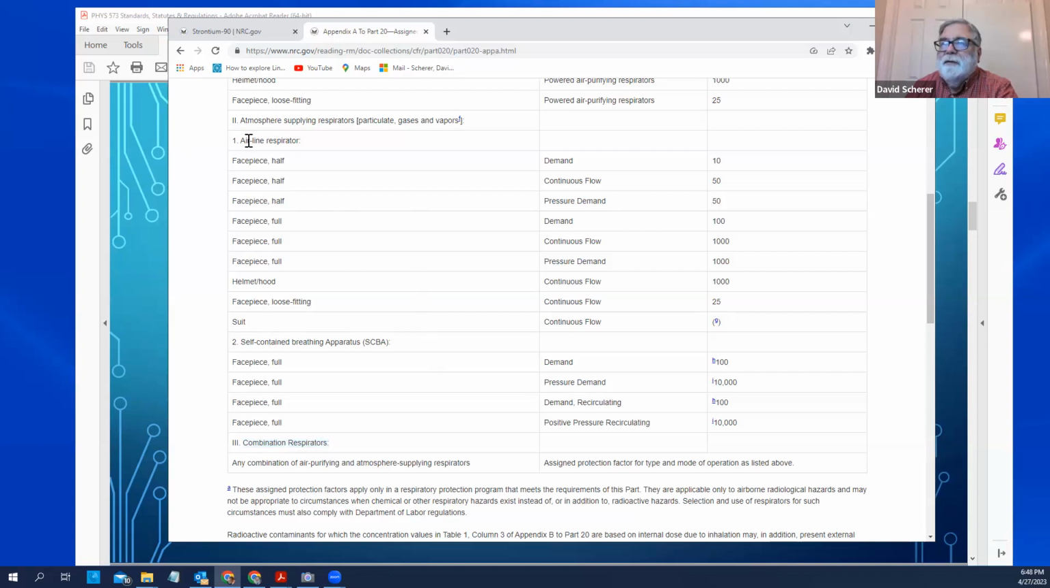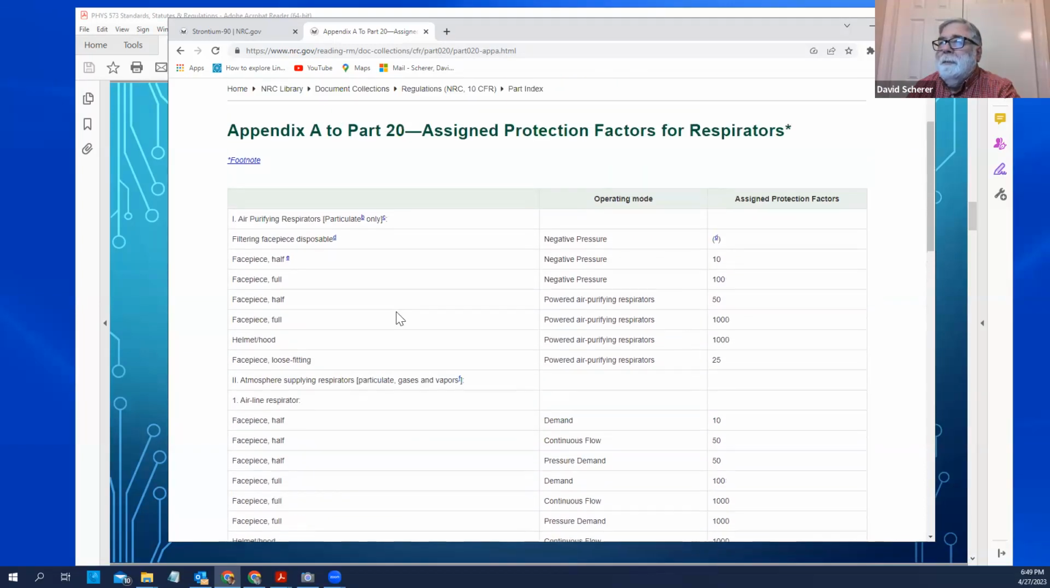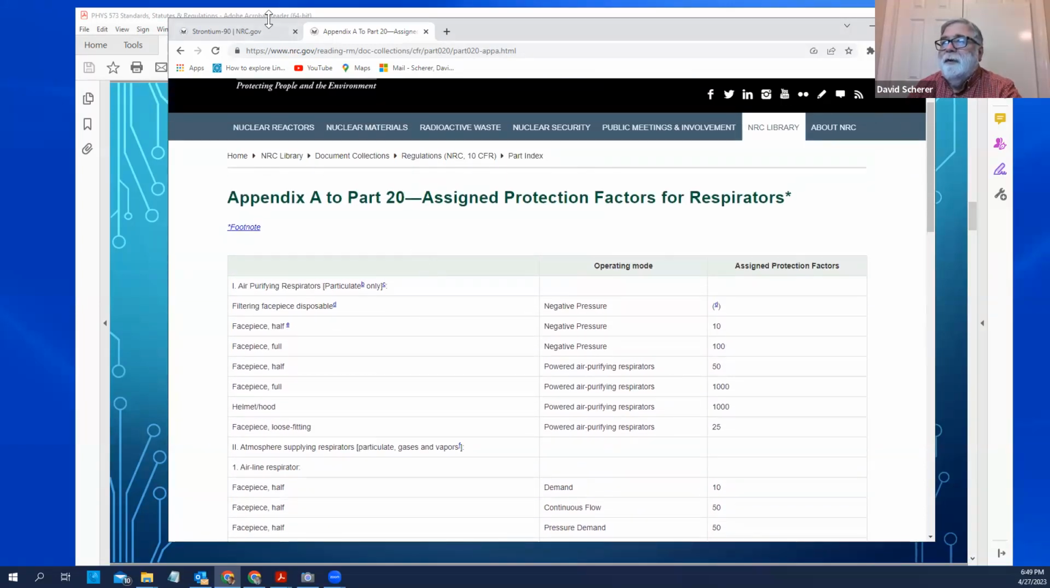So for air supplying, there are airline respirators, which are the same kind of mask that is used otherwise, or there are self-contained breathing apparatuses, which are just what they say, they're self-contained. So they're tanks of air that provide the worker in the hazardous environment with air that's not coming from the environment.